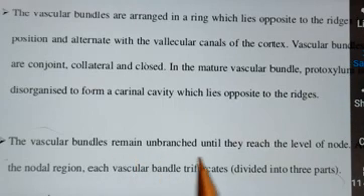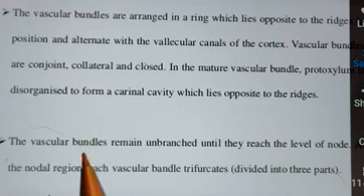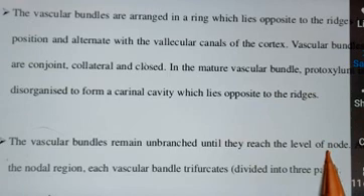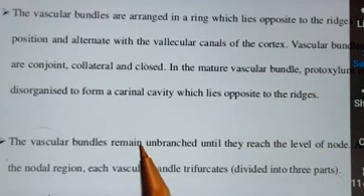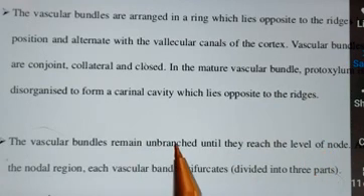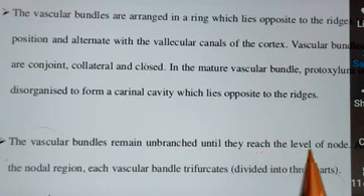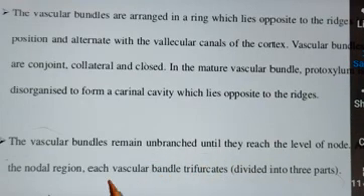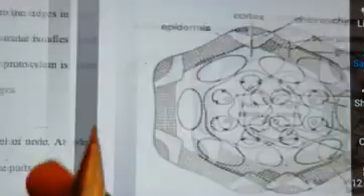The vascular bundles remain unbranched until they reach the level of the node. So the vascular bundle is totally unbranched towards the nodes. When they reach the nodal region, each vascular bundle trifurcates, means every vascular bundle with xylem and phloem is divided into three parts in the next internode.